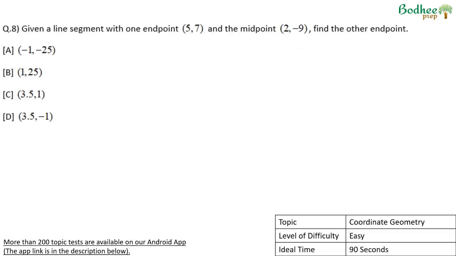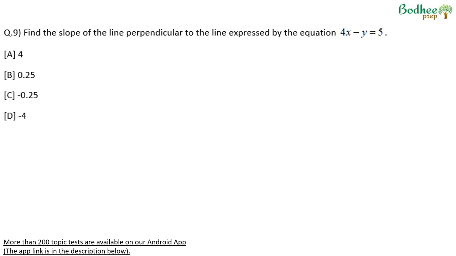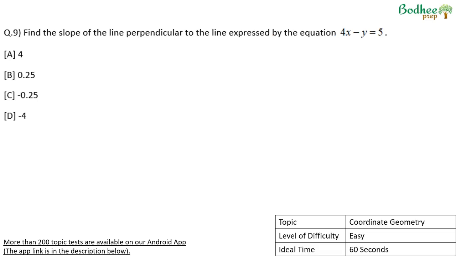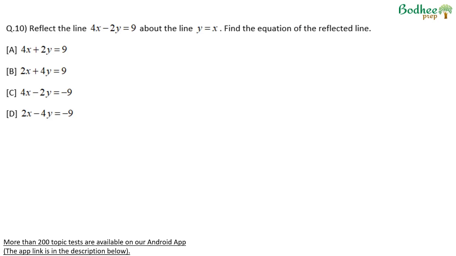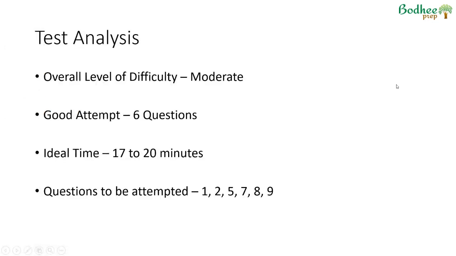Here also just one formula, so attempting this. Slope, again, a direct formula, not a problem. This question, again, unless you're conceptually very clear, might not happen all the time. So not counting this as an easy question. 1, 2, 5, 7, 8, 9 will give you the 6 easy questions and therefore 6 out of 10 in about 20 minutes.